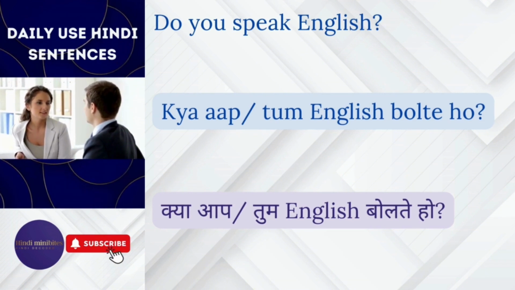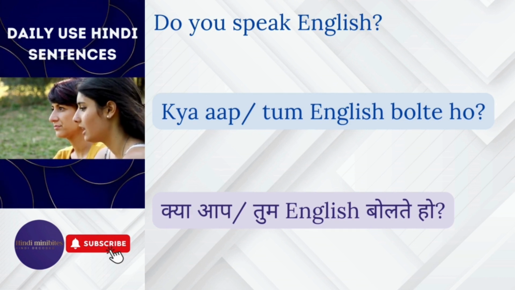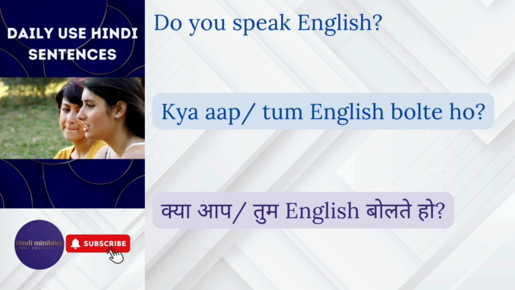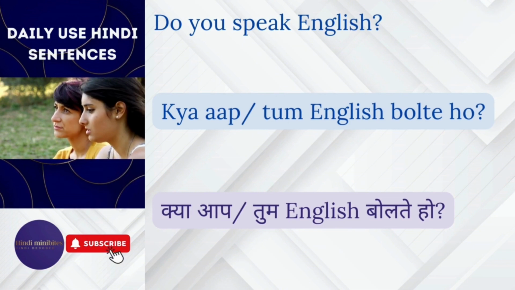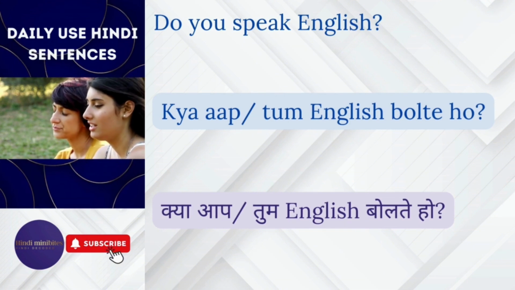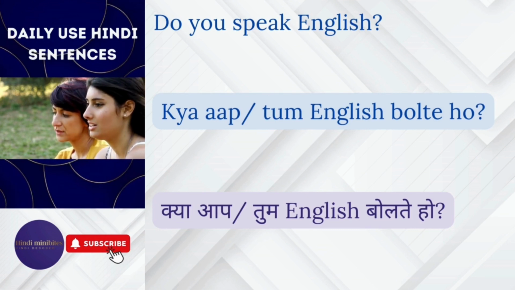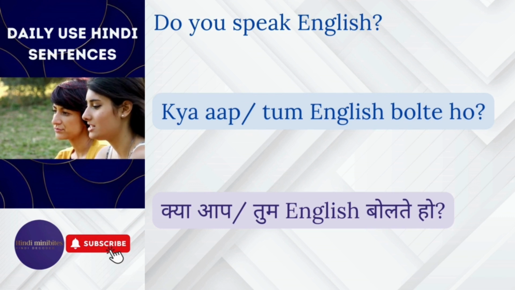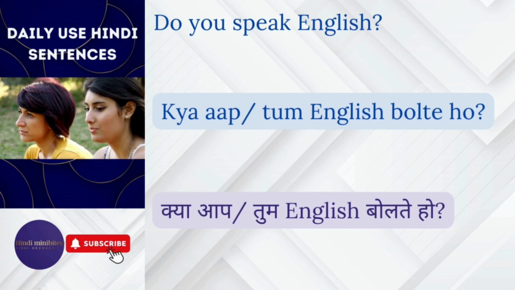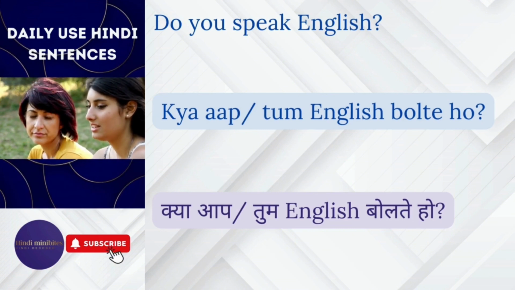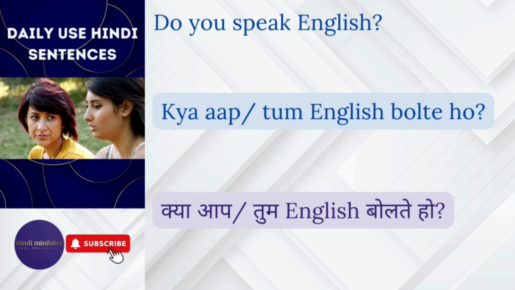Now let's look at each word one by one. Quick word meanings here. क्या means what, आप, तुम means you, बोलते हो means do speak. You can repeat after me to memorize this sentence. In a formal way, क्या आप English बोलते हो? In an informal way, क्या तुम English बोलते हो?